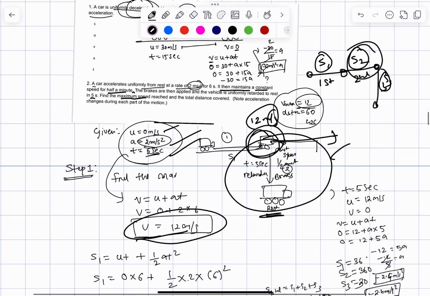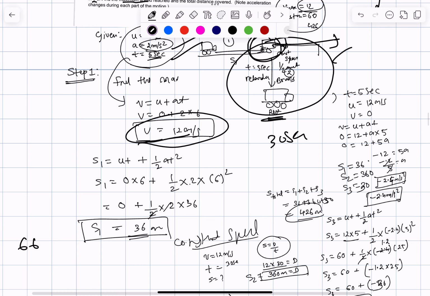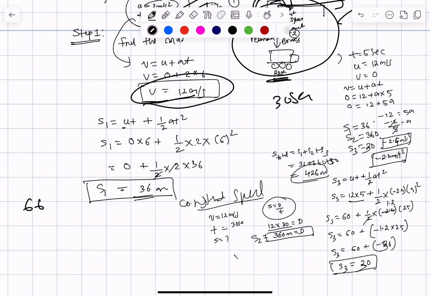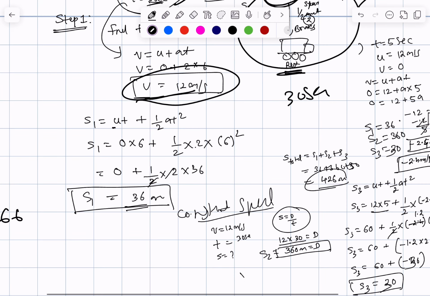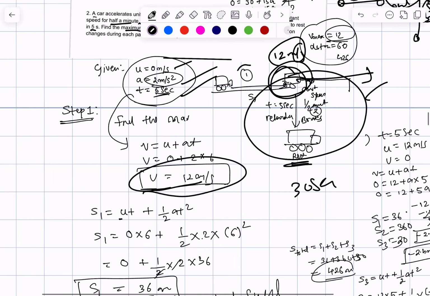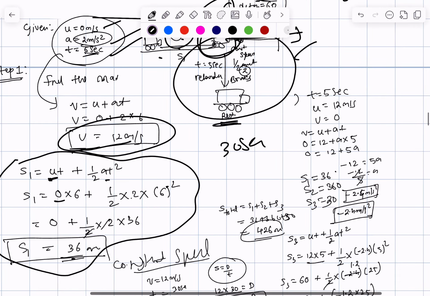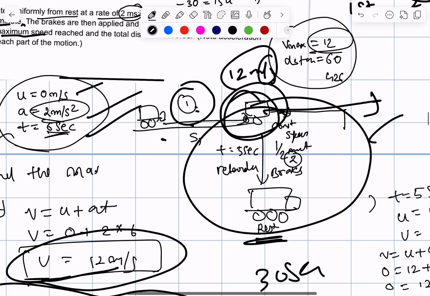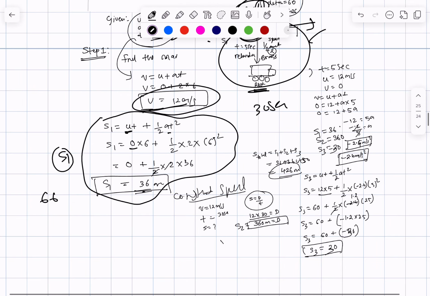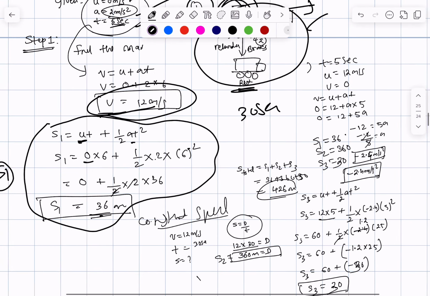Anyway, now let's move to the second thing: it then maintains a constant speed for half a minute. So now we are going to S2. We know that half a minute is 30 seconds. Okay, I'm sorry, we need to also find the displacement for S1. The car was starting from rest, so I put initial velocity 0, we put all the values, and we got 36 for S1. Now we do S2. You see that the car is in uniform motion, moving at 12 meter per second for the next 30 seconds.